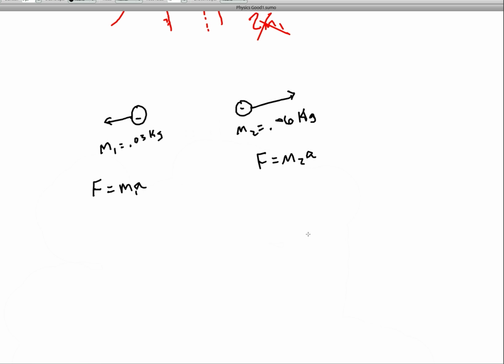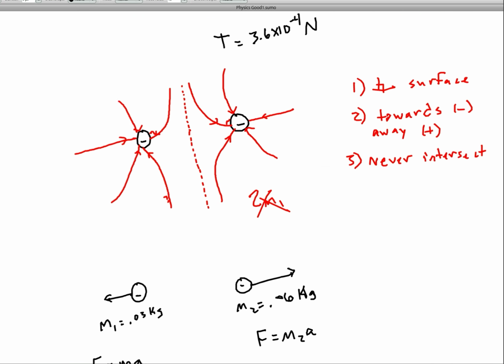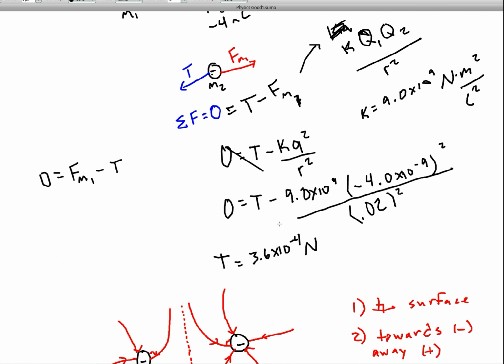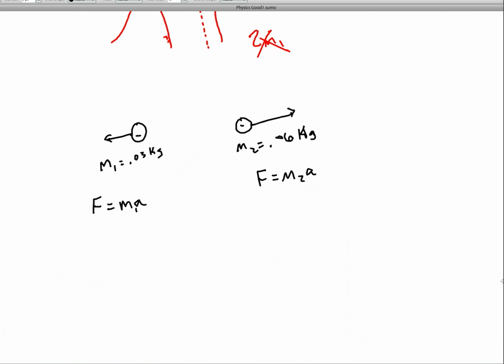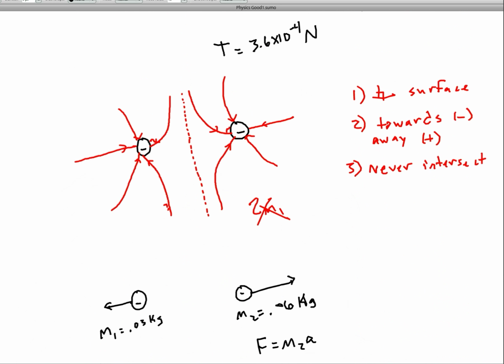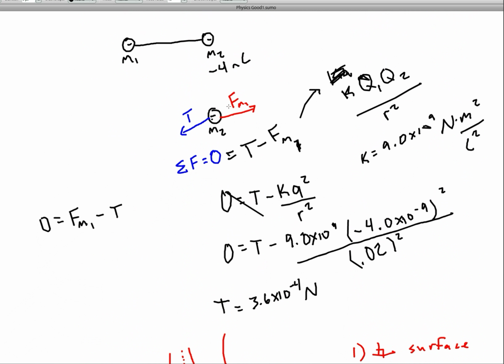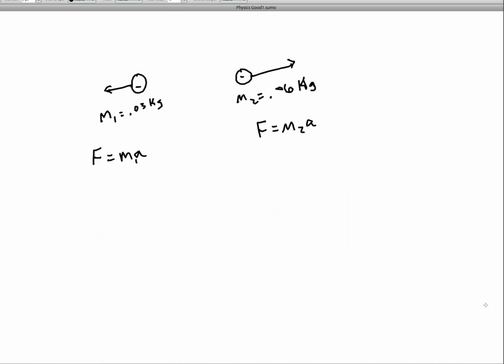Okay, so initially, if the string is cut, then my repulsive force that we found earlier, 3.6 times 10 to the minus 4, is what my repulsive force is equal to. Before, my objects were held at rest, so my tension equaled my repulsive force. Now that my tension is cut, the only force I have initially is this repulsive force, which is equal to my tension.